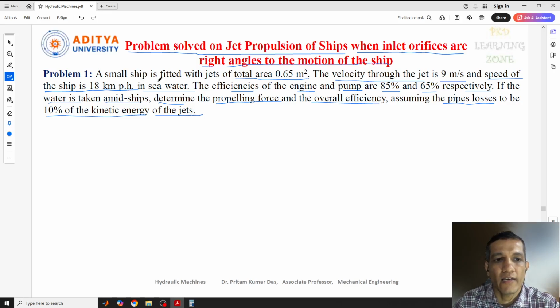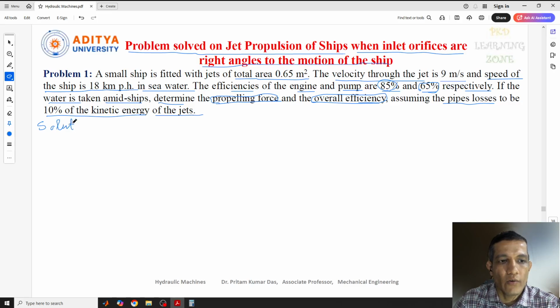This is exactly what we have discussed in our last lecture theory part. Based on that, the question is given here. So here we need to find out, one thing is propelling force, another one is overall efficiency. So the data are given slightly different, like efficiency of engine and efficiency of pumps are given, and some other data are given. So let's find out.